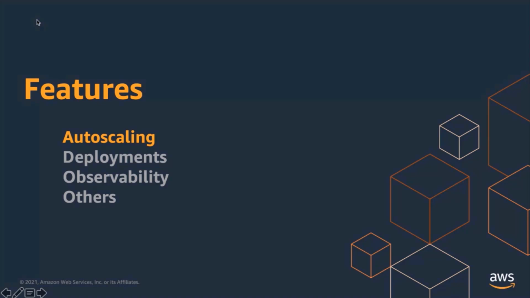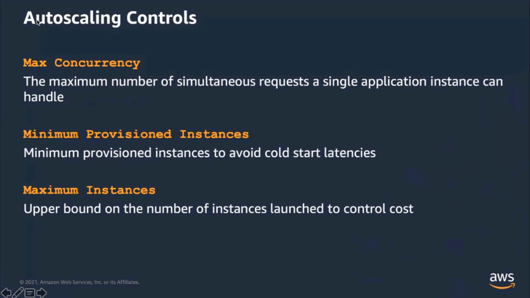All right, so now we're going to start to deep dive into some of the key differentiating features of App Runner. We'll start with autoscaling. So autoscaling wise, there are three knobs that you have, three settings that you can use to guide the autoscaling algorithm that we use behind the scenes. We talked about concurrency. There's also a minimum and a maximum instances that you can set.